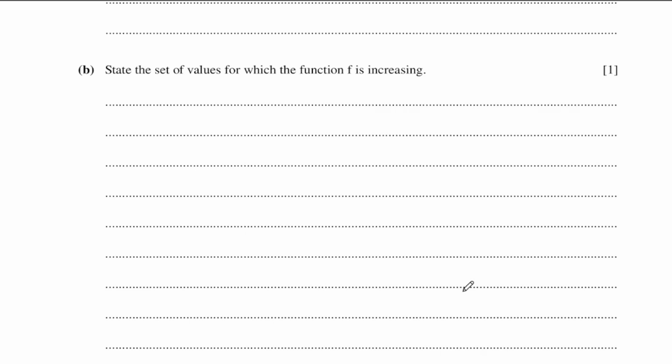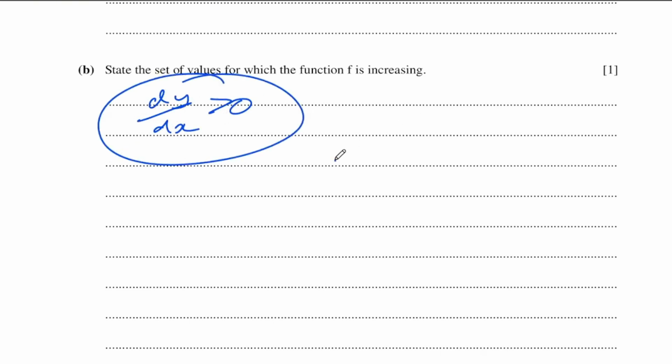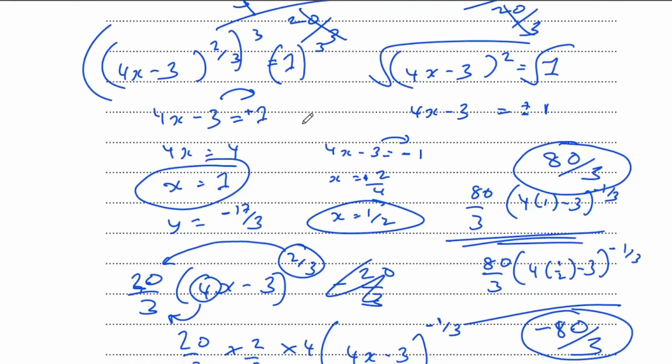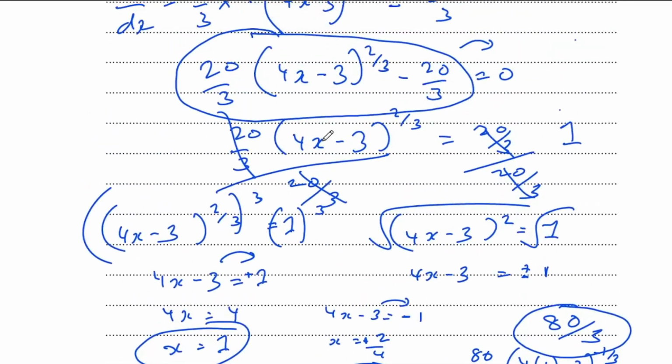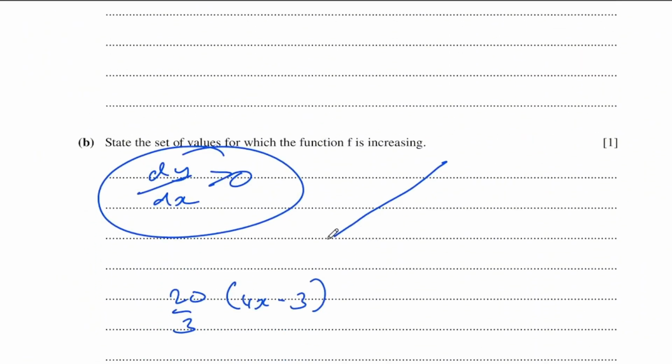So if you want to see if a function is increasing, you need to find the set of values for which dy over dx is greater than 0, which tells you that it's increasing, right? Increasing means the gradient is positive, right? And so our dy over dx was this thing right here, 20 over 3, (4x minus 3) power 2 over 3 minus 20 over 3, and we need this to be greater than 0.